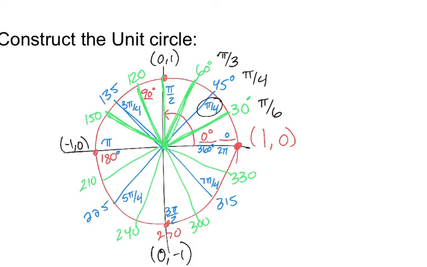Okay, anyone want to try the 120? I do. What do you think it is? Well, let's see. That's a 6th. And the next one's a 3rd. Let's see. It's 2 pi over 3. 2 pi over 3.